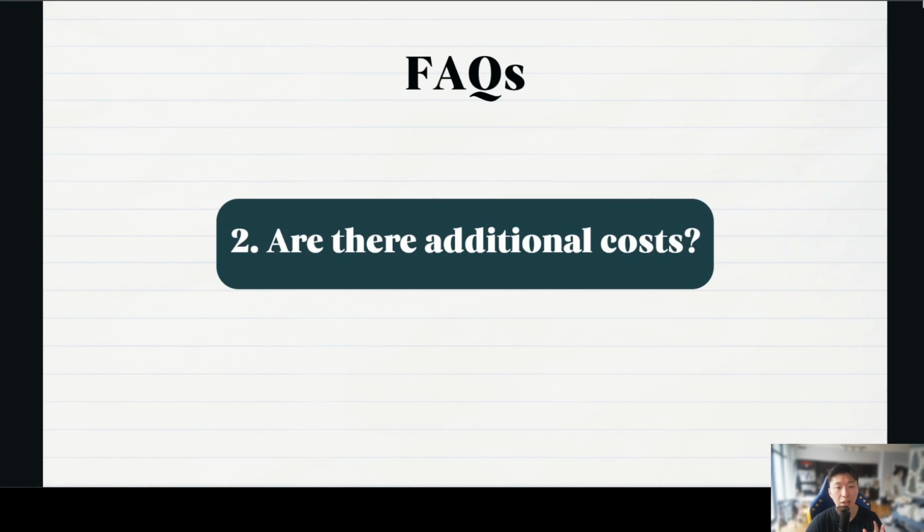The second question, are there any additional costs? There will be no extra fees for my workflows or editing tools. However, third-party services like DeepSeek and Amazon Polly may have minimal costs after free usage limits. DeepSeek text generation usually costs only a few cents, and Amazon offers 12 months of free usage for new accounts. So overall, the running cost is extremely low.